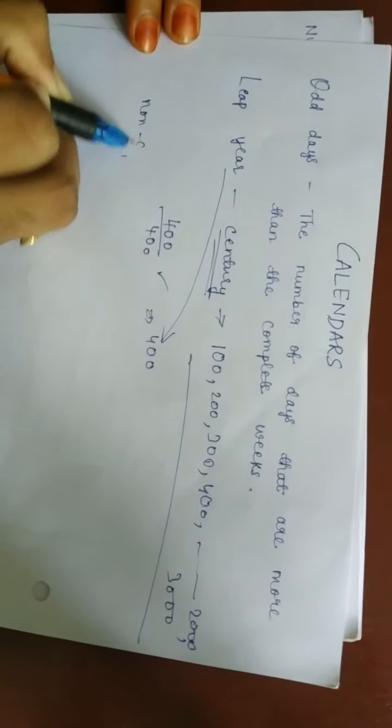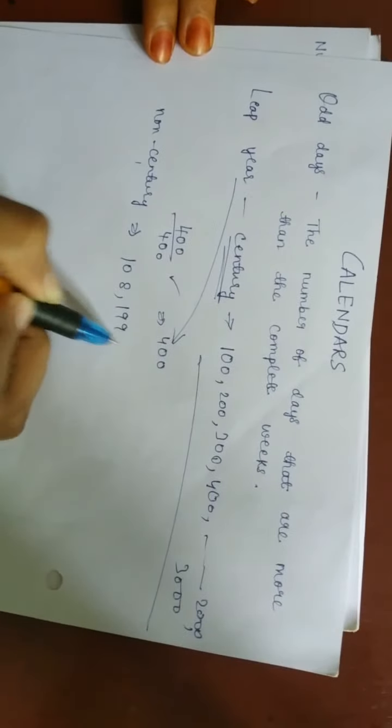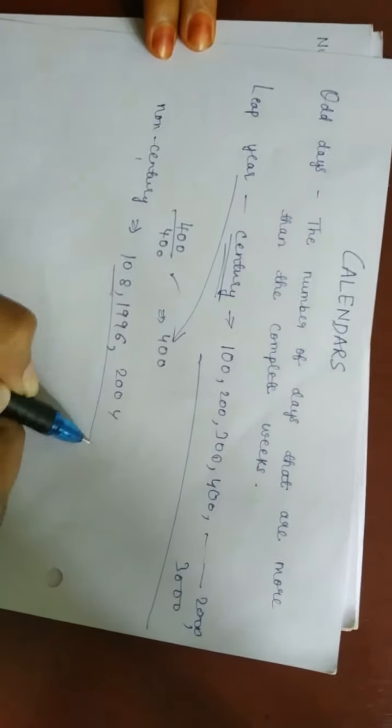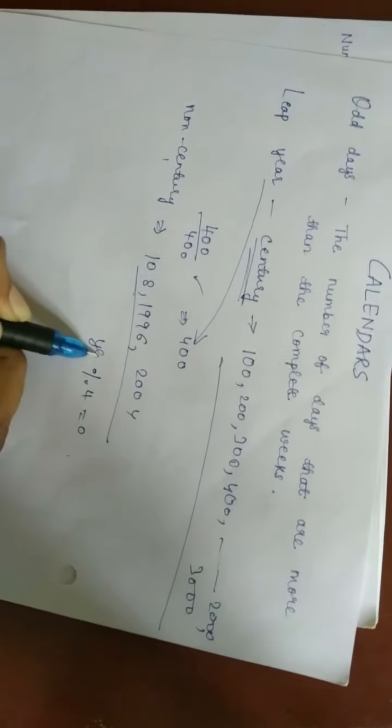And for the non-century years, like 108, 1996, 2004, these should be divisible by 4 so that it will be a leap year.